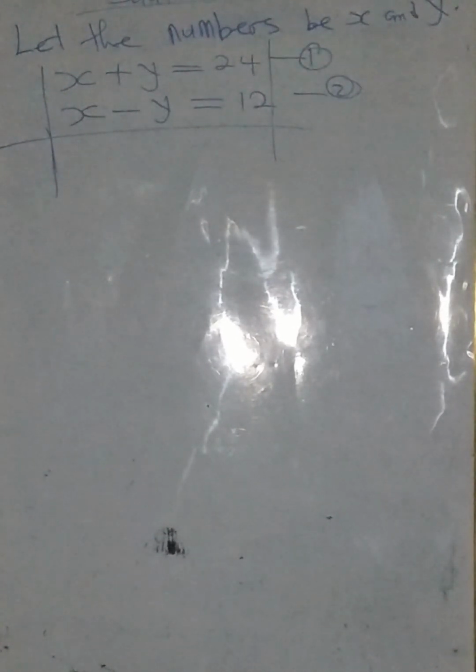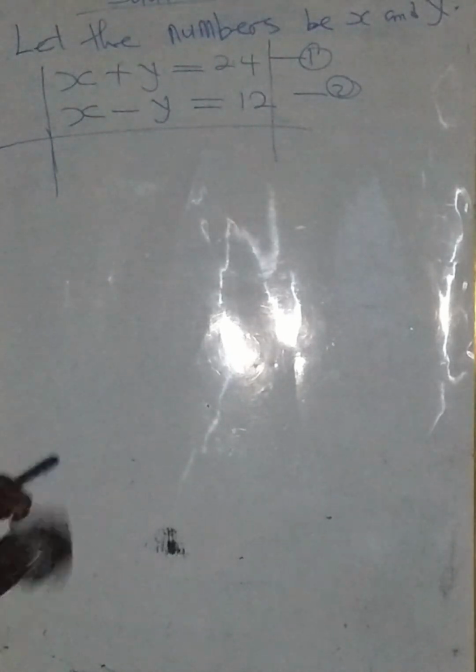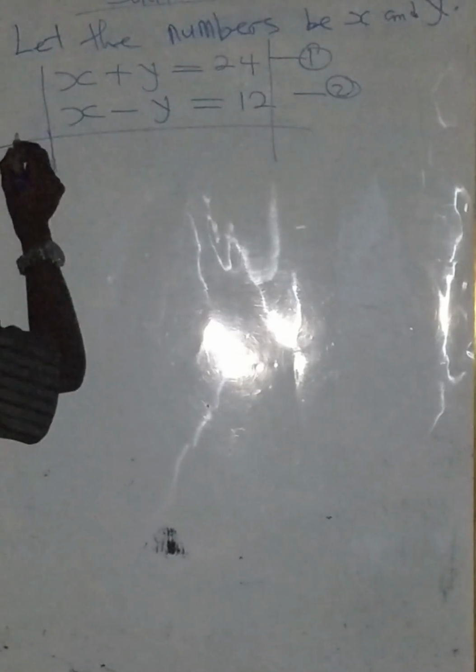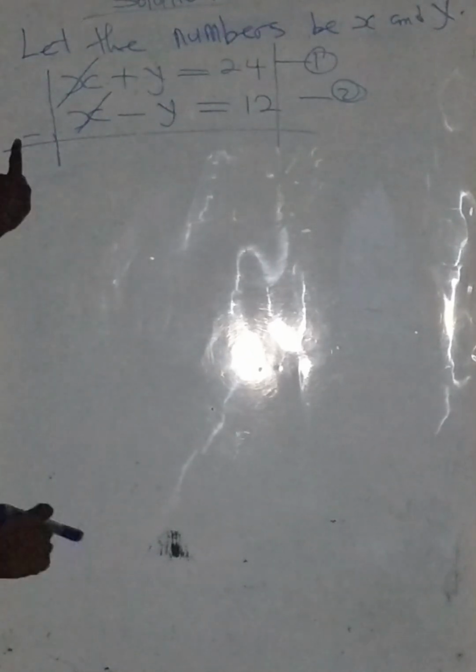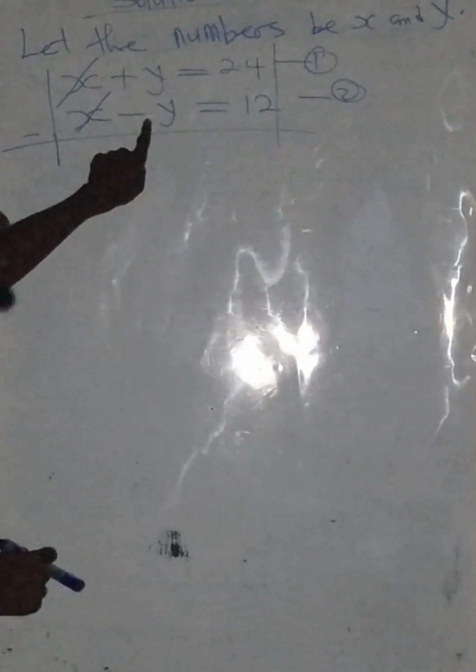Same sign, what do we do? We subtract, right? So here, the signs are the same, so we subtract. Good. So what happens now? x minus x here, what do you have? Zero. This and this we cancel, right? And y minus y, what do you have here? Minus times minus gives you what? Plus. Plus. 2y. Are we good now? Yes, sir.